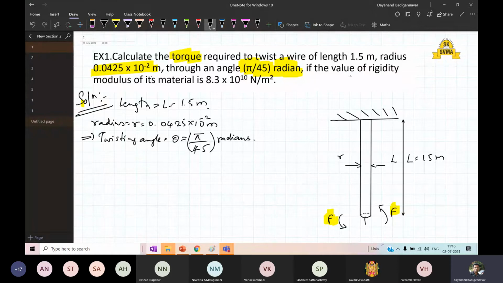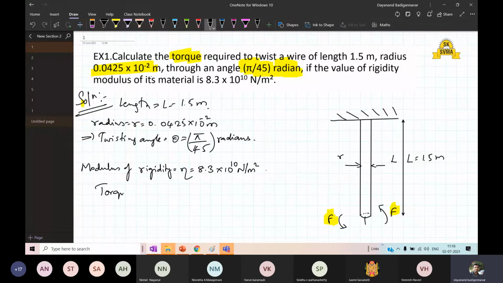Okay, the modulus of rigidity is given. The modulus of rigidity, eta, is given by 8.3 into 10 to the power of 10 Newton per meter square. With this information, calculate the torque.